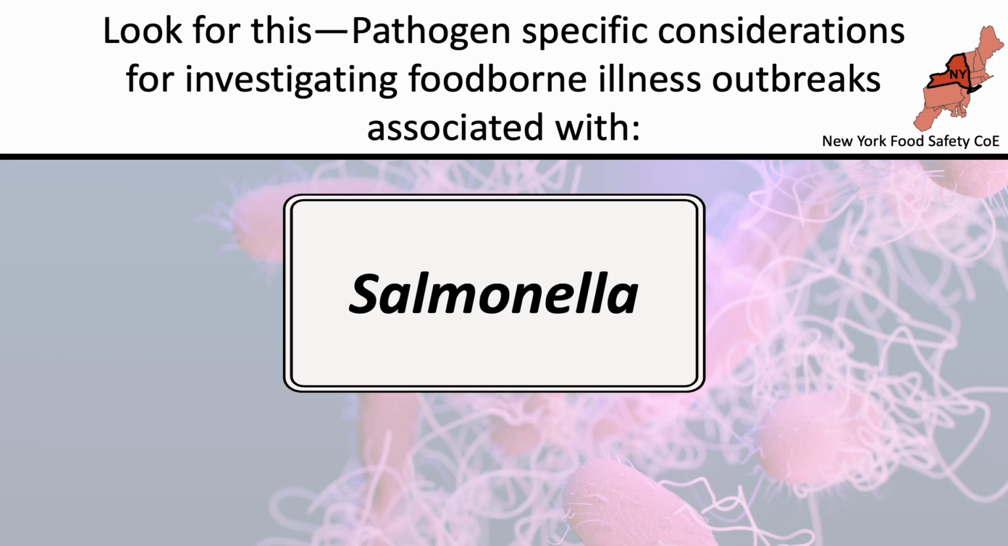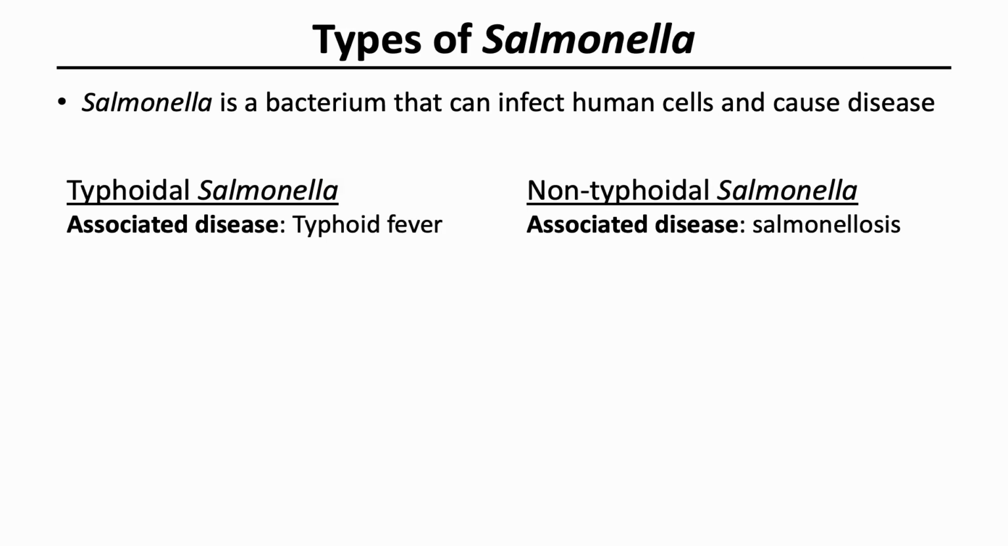Hello, and welcome to our series, What to Look For, where we talk about specific considerations for investigating foodborne illness outbreaks. In this video, we will discuss specific considerations for investigating Salmonella outbreaks. First, let's go over some of the basics of Salmonella. Salmonella is a bacterium that can infect humans and cause disease.